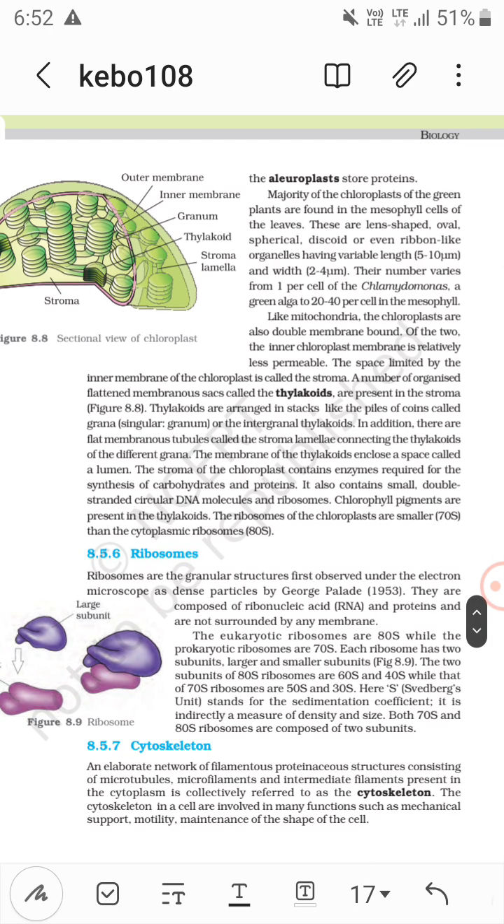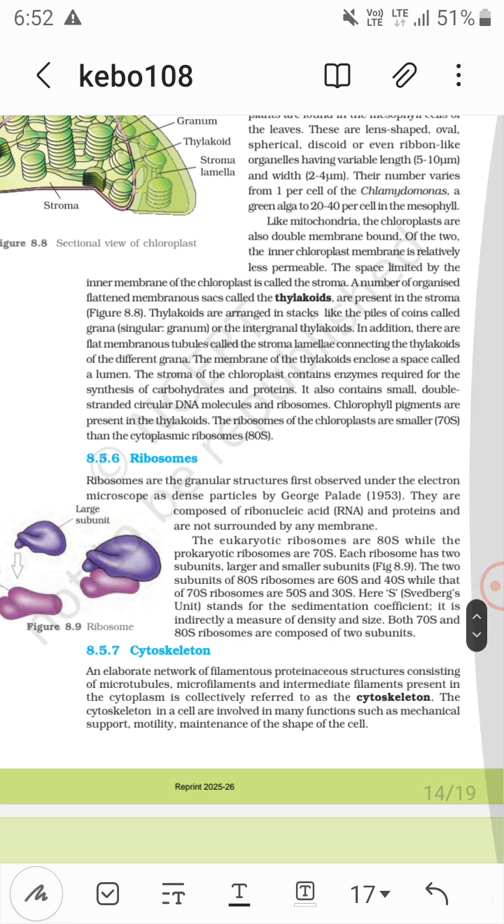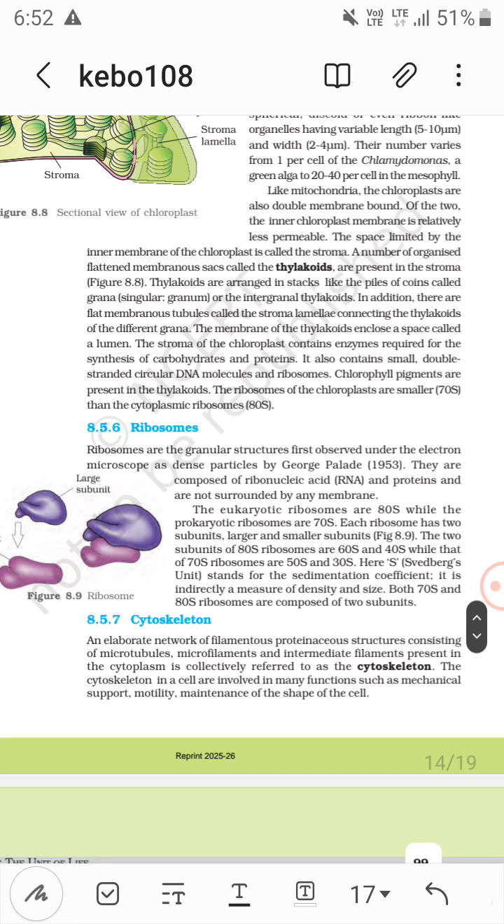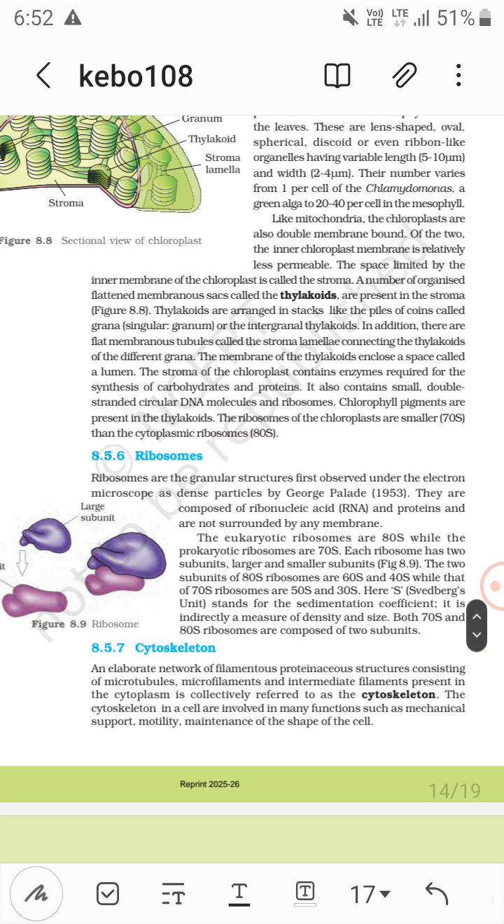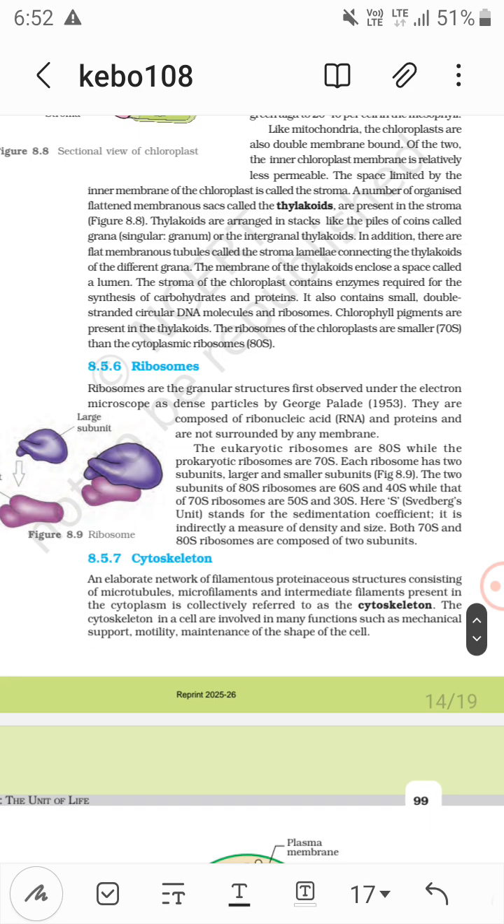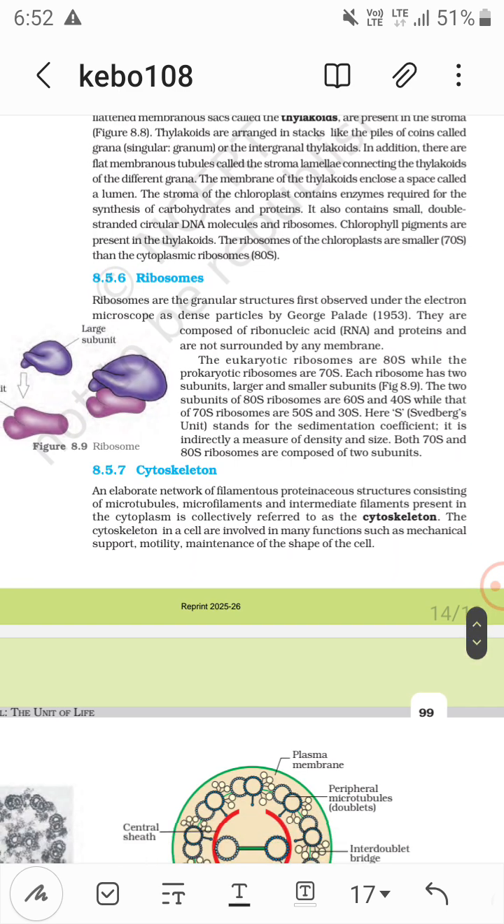Now chlorophyll pigments are present in thylakoids. So what has thylakoids, right? It has chlorophyll pigments, right? Now the ribosomes of chloroplast are smaller, that is 70S, than the cytoplasmic ribosomes. Eukaryotic has 80S. Now the ribosomes were given by George Palade in 1953. Now these are ribonucleic acid, RNA, and proteins. So these are ribonucleoprotein, right?